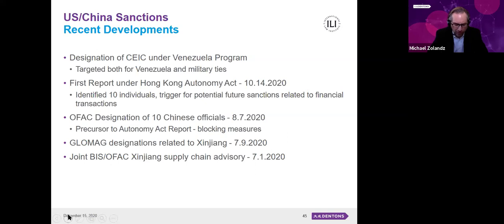One thing we often talk about is, why do you pay attention to these OFAC advisories? The reason is that they really are an excellent roadmap to where the agency is headed in terms of its enforcement and designation authority. Next slide.